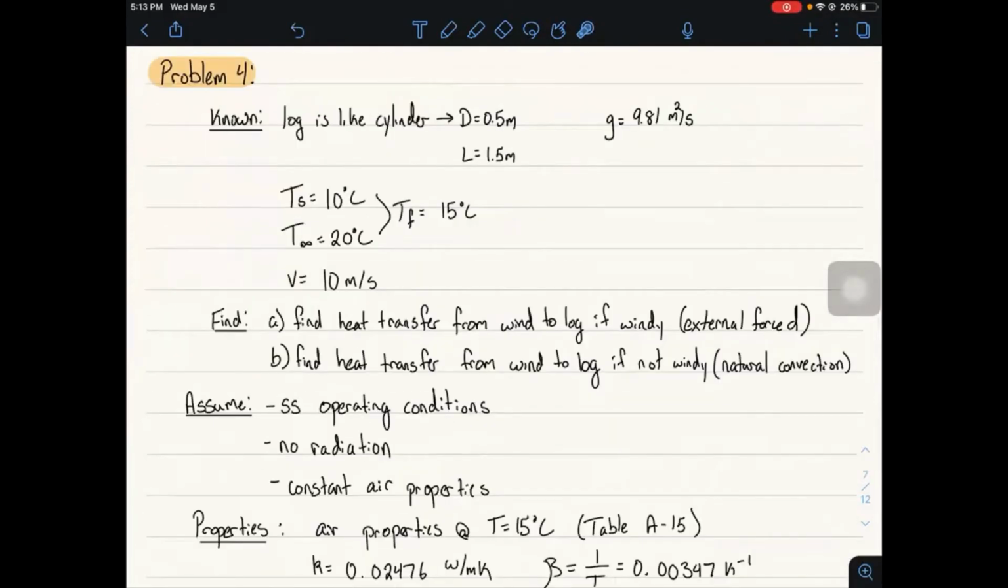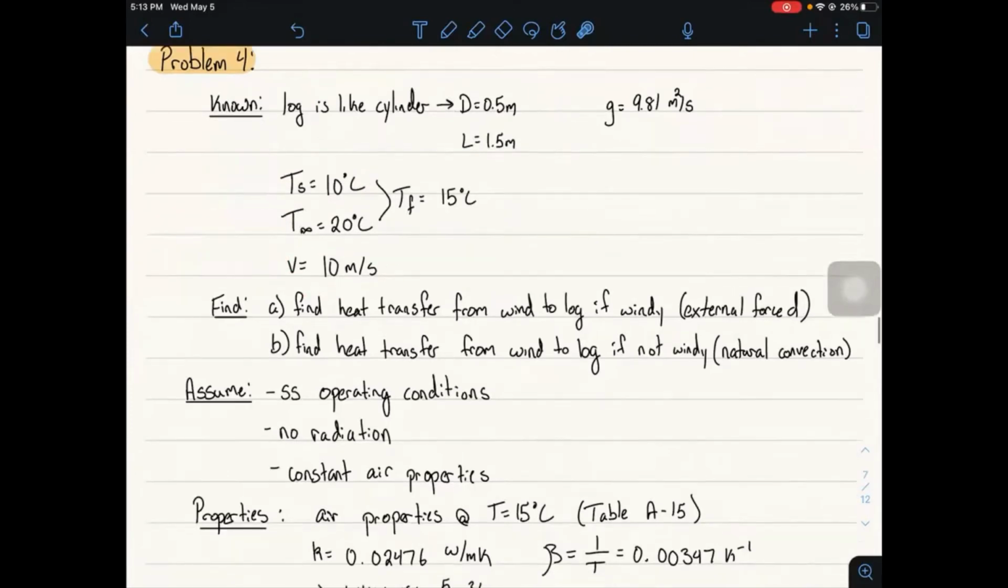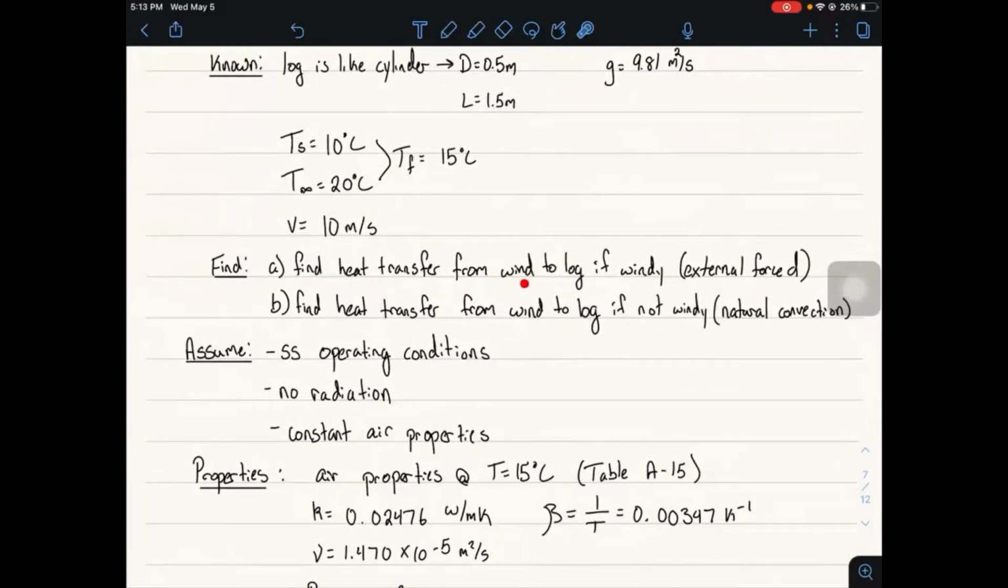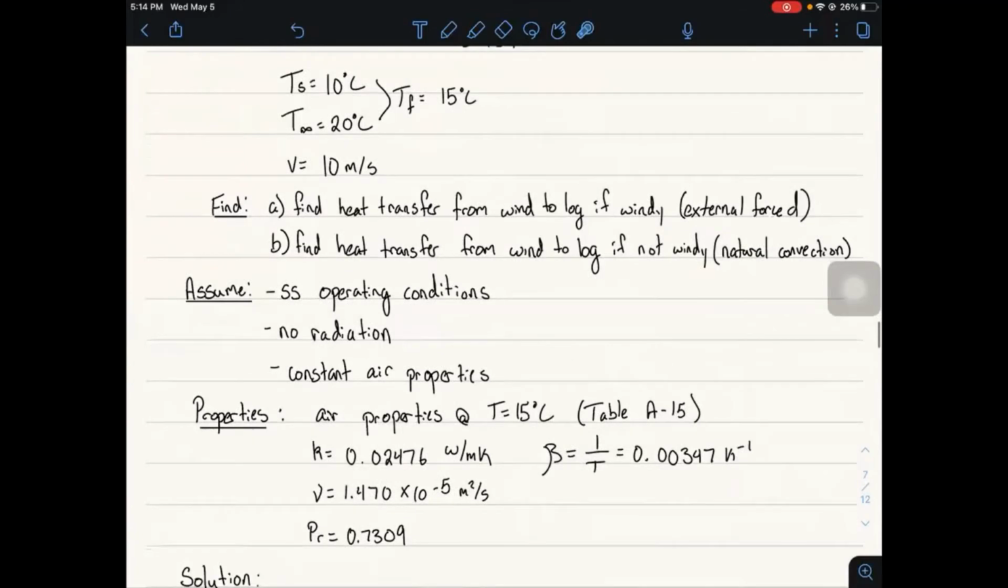For problem 4, I said that there's a log lying on its side in the middle of the forest, and it can be approximated as a long cylinder with a diameter of 0.5 meters and a length of 1.5 meters. And then I give the ambient temperature of the forest, the surface temperature of the log, and, if it's windy, the speed of the wind. So for part A, I asked to find the heat transfer from the wind to the log if it's windy, so external forced convection, and to find the heat transfer from the wind to the log if it's not windy, so natural convection. We can assume steady state operating conditions, no radiation, and constant air properties.